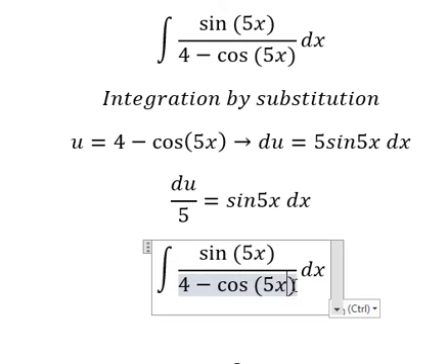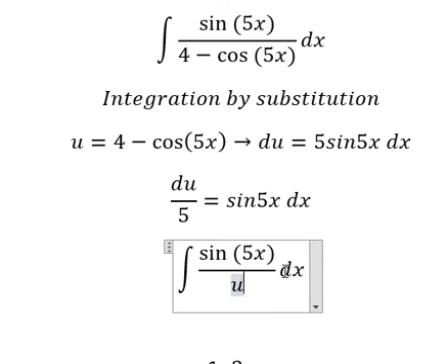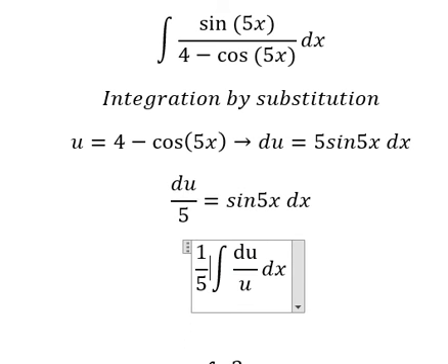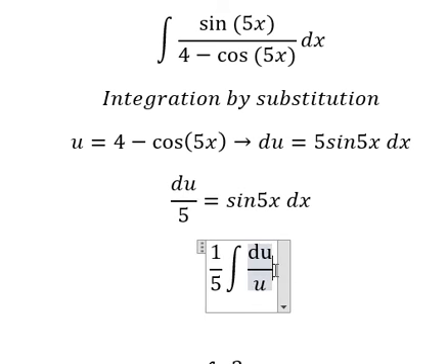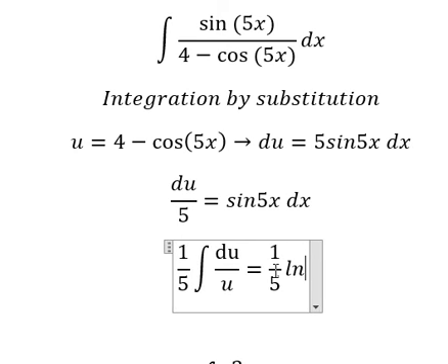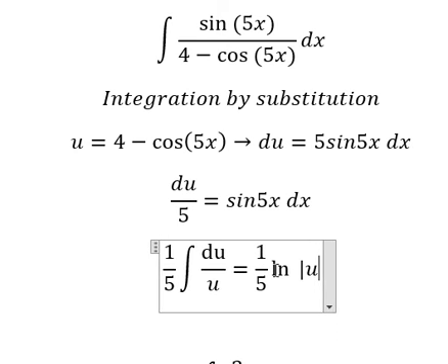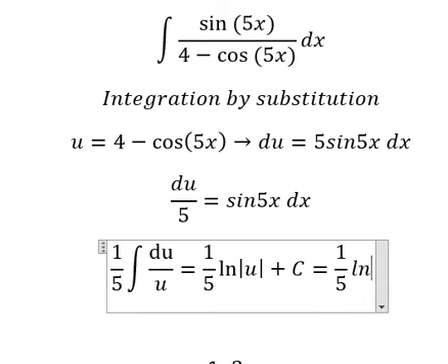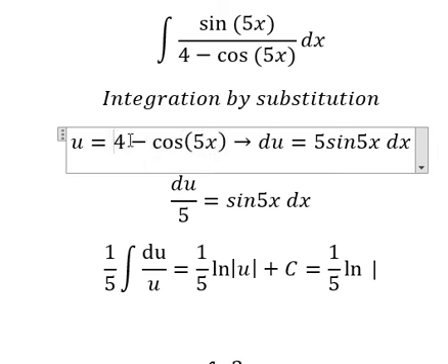So this part we change for u. Sine pi s ds we change for du over pi. The integration of this is 1 over pi ln of the absolute value of u, and we put plus c. Then u is this expression.